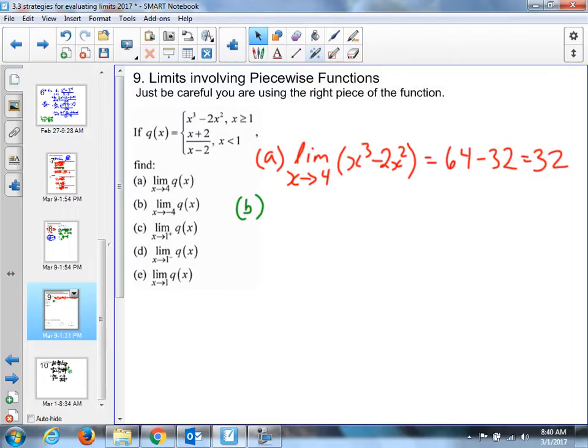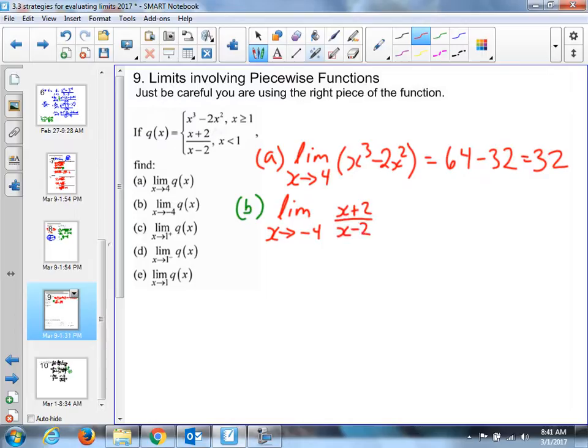So -4, that's in the bottom category, definitely less than 1. And there's no problems with putting -4 into here and here, right? I'm going to rewrite this. I'm going to use this category. X plus 2. And once again, direct substitution. -4 plus 2. Oh my goodness, -2. -6. 1/3.